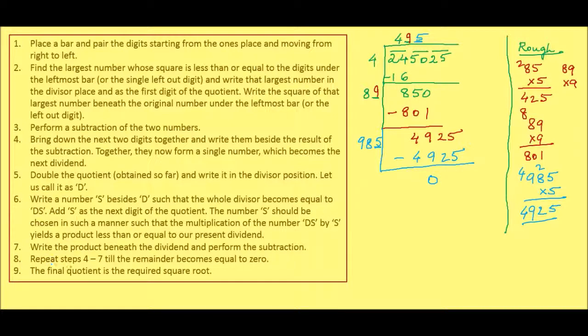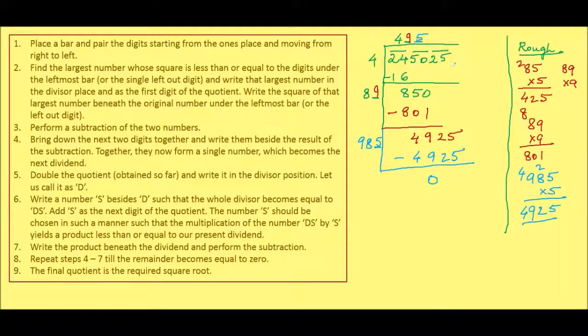Rule number 8. Repeat steps 4 to 7 till the remainder becomes equal to 0. But we are having a 0 remainder, so we have to stop. We will be stopping. Rule number 9. The final quotient is the required square root. The final quotient is 495, which is the square root of the number 245025.